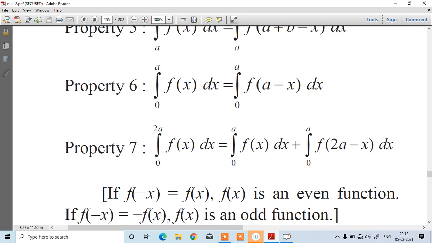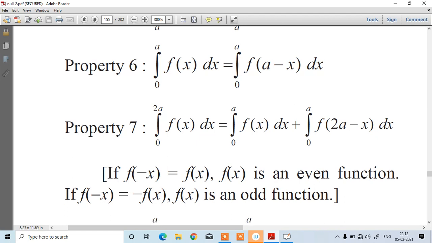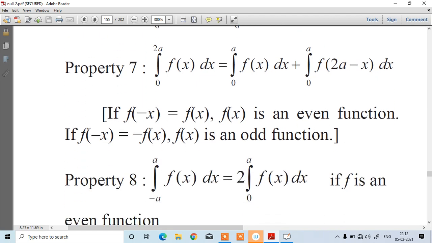And the last one, property number 8. It depends on even and odd functions. Now see what is the meaning of an even function. If the given function is f of x, and you substitute minus x in place of x, then if you get f of minus x is equal to f of x, meaning the function remains the same after changing x to minus x, the original function remains as it is, then that function is called an even function.